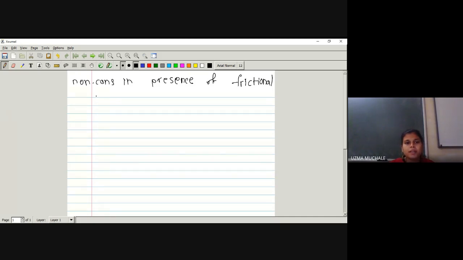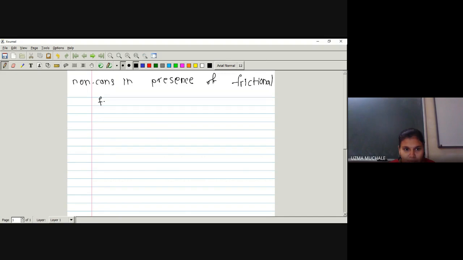What we are provided with is a non-conservative force in the presence of a frictional force. Okay, so now we have to find out the equation of motion, right? So what we have to start with, the frictional force is proportional to velocity. Let me start with the frictional force. What is given to us?